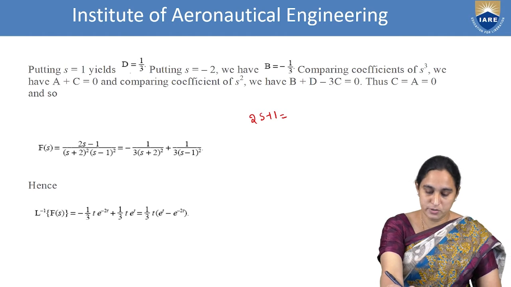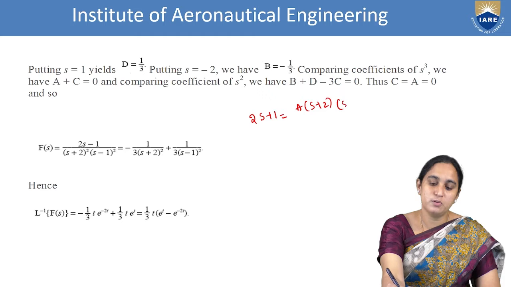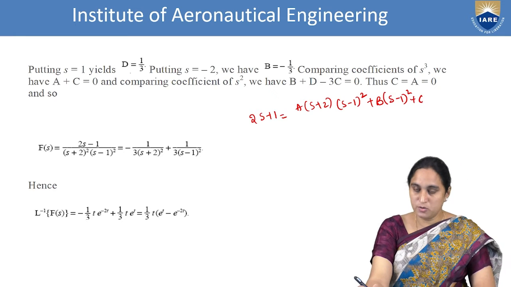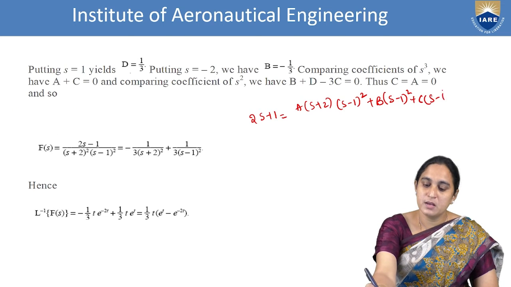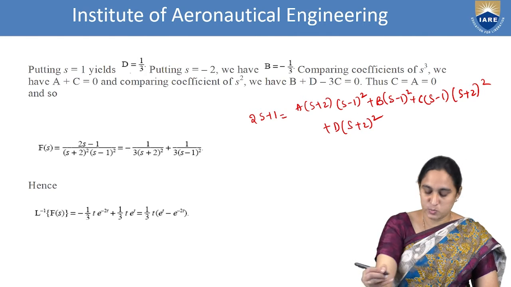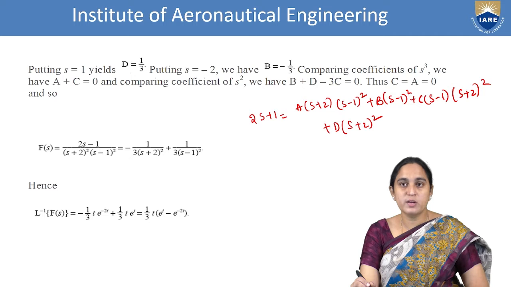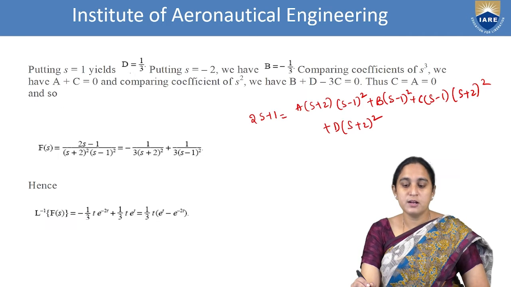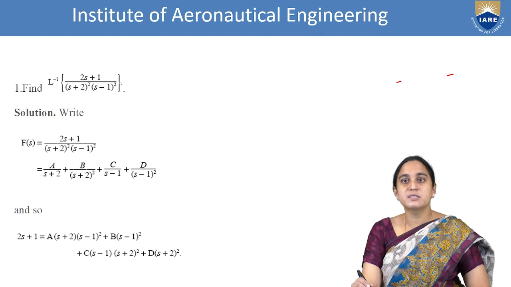2s plus 1 is equal to, once again I'll write this step here, a into (s plus 2) into (s minus 1) whole square, plus b into (s minus 1) whole square, plus c into (s minus 1) into (s plus 2) whole square, plus d into (s plus 2) whole square. Once I cross-check that, it matches.